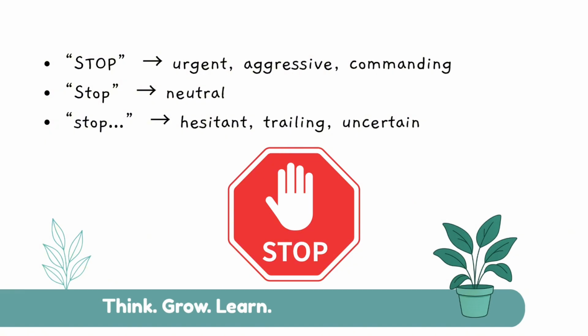On the screen, you can see "stop" written in 3 different ways. It's the same word, but they have completely different effects. The first "STOP", with capitals, sounds urgent, aggressive, and commanding. The second "Stop.", which is just normal, punctuated with the correct amount of capitals, is just neutral. And the third "Stop...", with ellipsis after, sounds hesitant, trailing, and uncertain. That's graphology, shaping meaning.